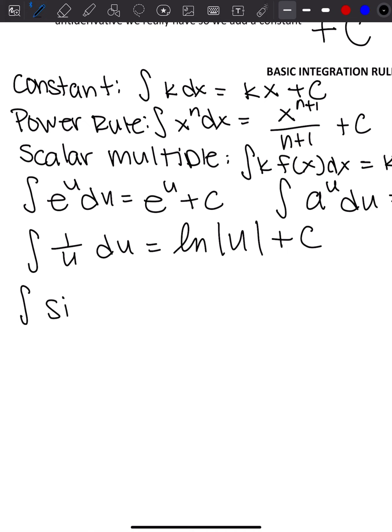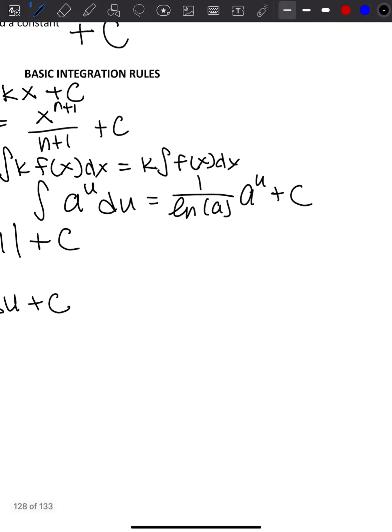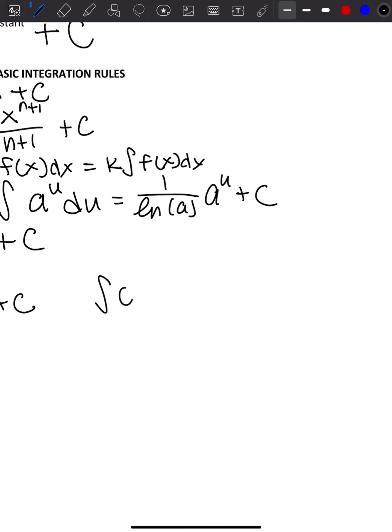The integral of sine is negative cosine. The thing that would give us sine as a derivative would be cosine, but negative. Just like how if I took the derivative of something and it gave me cosine, that something would have been sine.